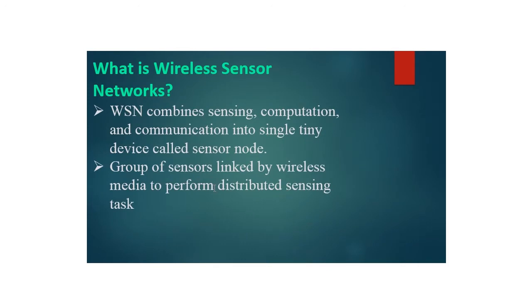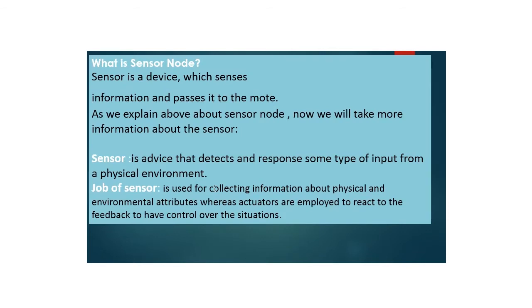First, what is the wireless sensor network? A wireless sensor network combines sensing, compression, and communication into a single tiny device called a sensor node. A group of sensors linked by a wireless medium to perform a disturbance sensing task. What is a sensor? A sensor is a device which senses information and passes it to the node.